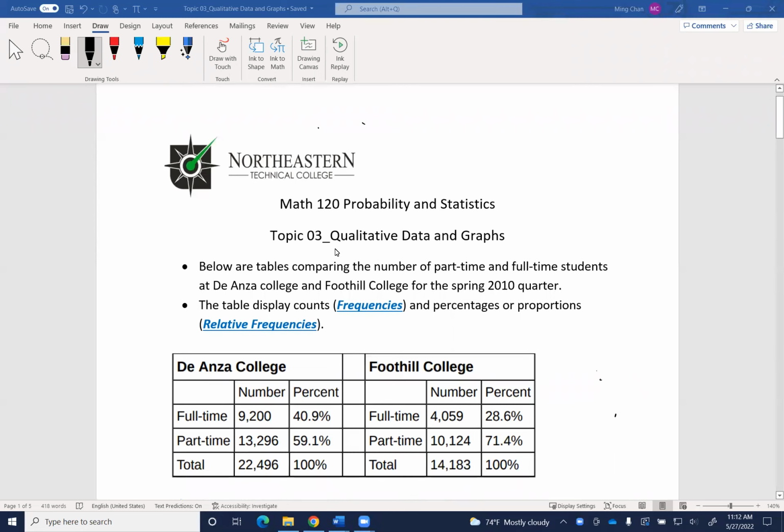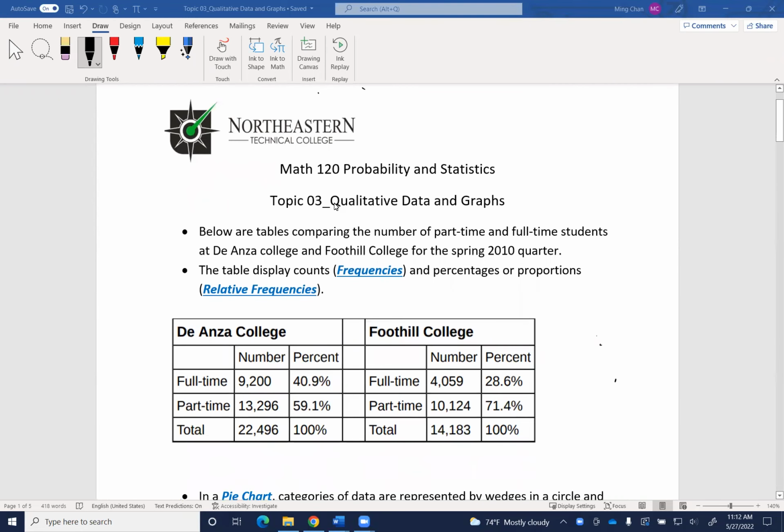Hey everybody, welcome to topic number 3. I'm talking about qualitative data and graphs. So in this video, I'm going to show you some displays of qualitative data and the graphs associated with it.